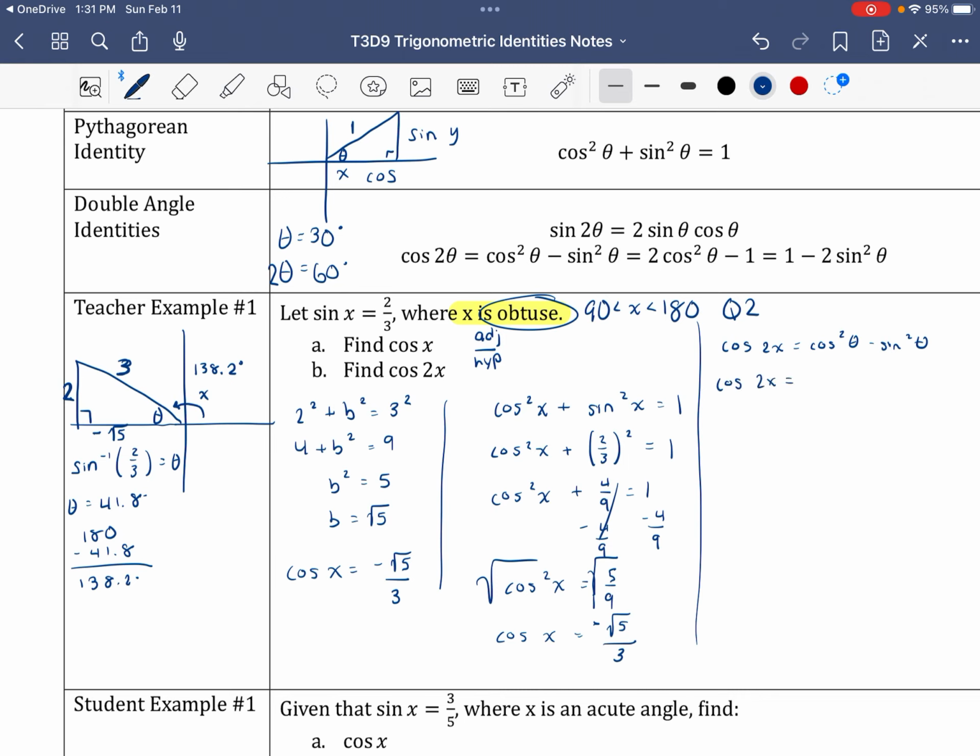So cosine of 2x equals, now our cosine squared, so we're going to do negative square root of 5 over 3 quantity squared, minus our sine squared is going to be 2 over 3, and then that quantity gets squared.